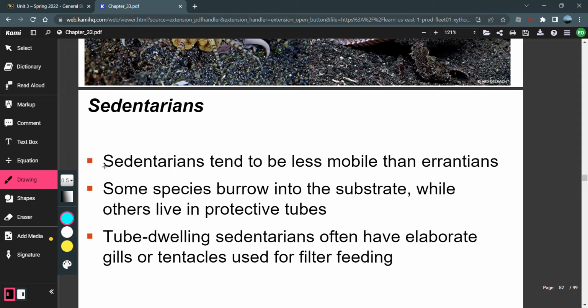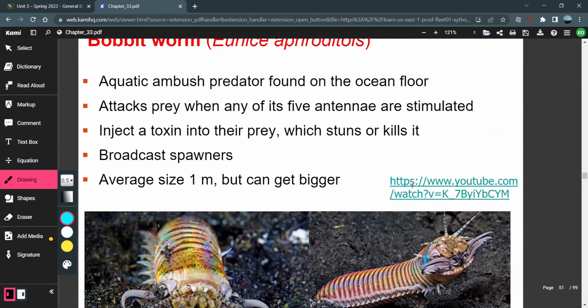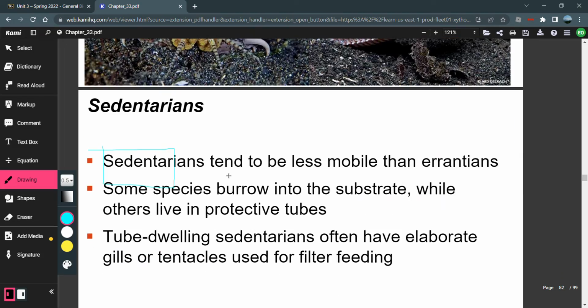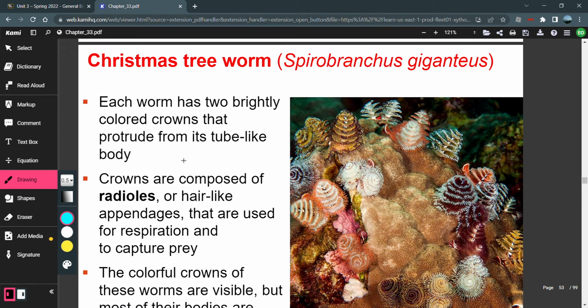And they're Sedentarians. Sedentarians tend to be less mobile. Keyword sedentary. So they're less mobile than our Errantians. Some species burrow into the substrate while others live in protective tubes, such as the Christmas tree worm. Each worm has two brightly colored crowns, composed of radioles, which are hair-like appendages used for gas exchange and to capture prey.